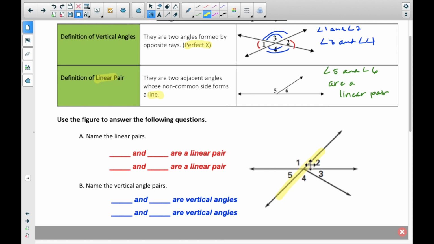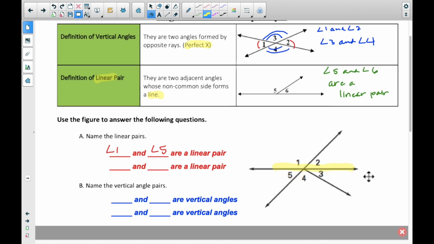So what are two angles? It has to be two. It's a pair, only two, that create a linear pair. Well, I see angle 1 and angle 5 added together. So I'm going to say angle 1 and angle 5 are a linear pair. On the other side, there's too much going on. 3 doesn't work. I'm going to go back and highlight the other line for a second.